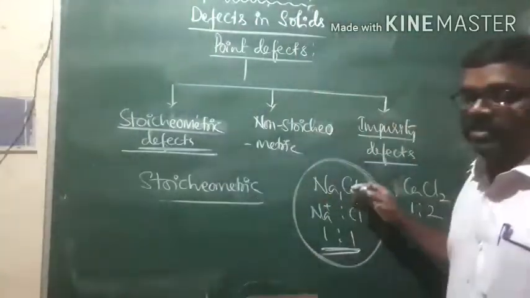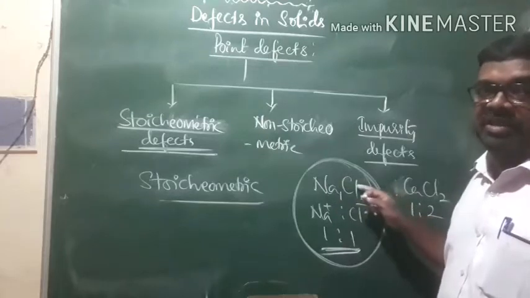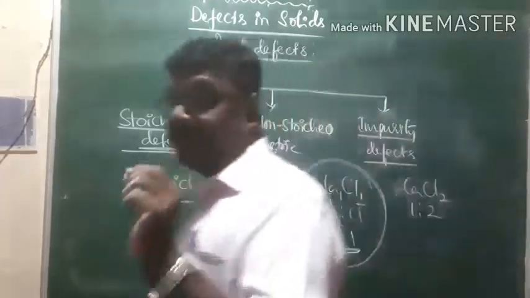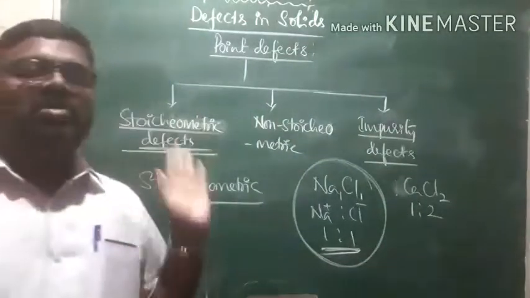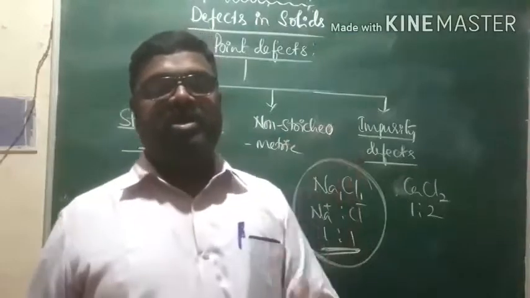Even with the defect, what happens to the NaCl ratio, the ratio of Na plus to Cl minus ions? It remains 1:1. That is what we call the point defect which does not alter the stoichiometry of the crystalline solid.